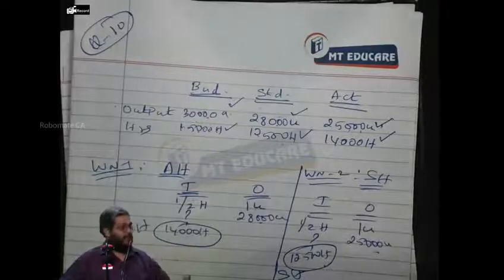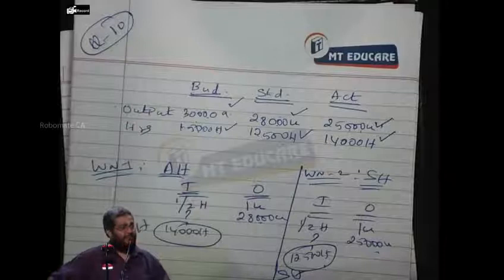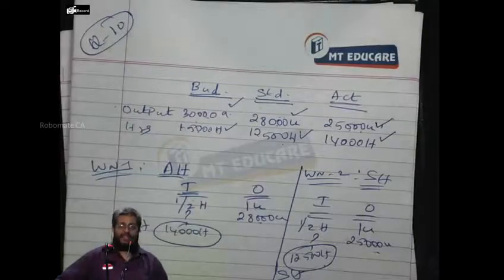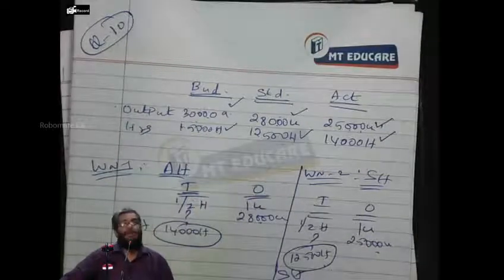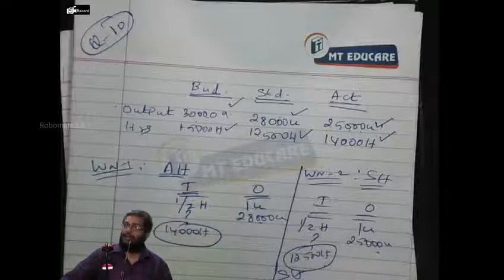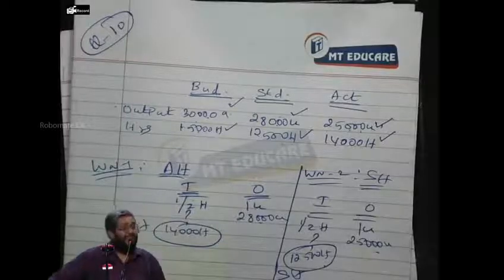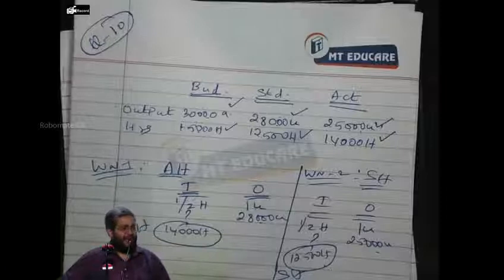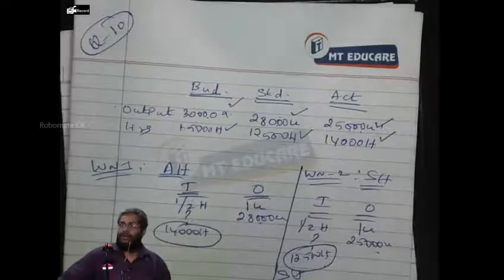In one sum, we saw how to calculate material, labor, variable, and fixed overhead variances. Can I go to the next stage or not? Is the problem over or not? What are they asking you to do? Reconcile. The next step is what? Reconcile.